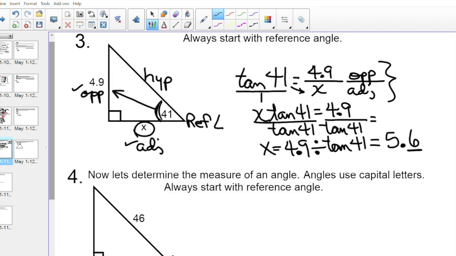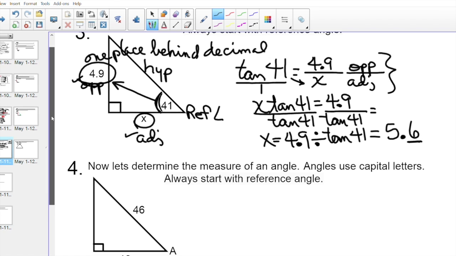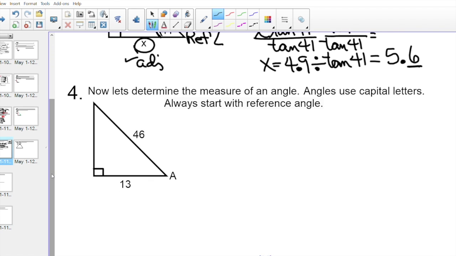Now, why did I round off here to one place? It's because 4.9, if you look back over here in the diagram, has one place behind the decimal. And that's how you determine what to round to. Now that's an example using tangent and then cosine and sine. And of course we were looking for a side.